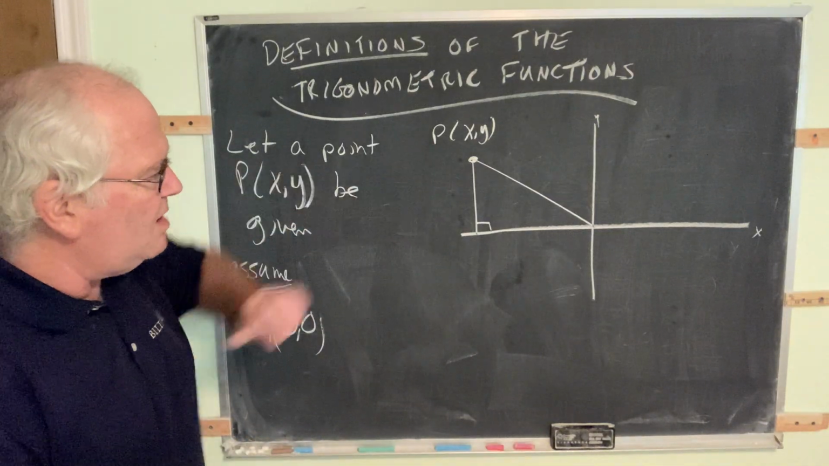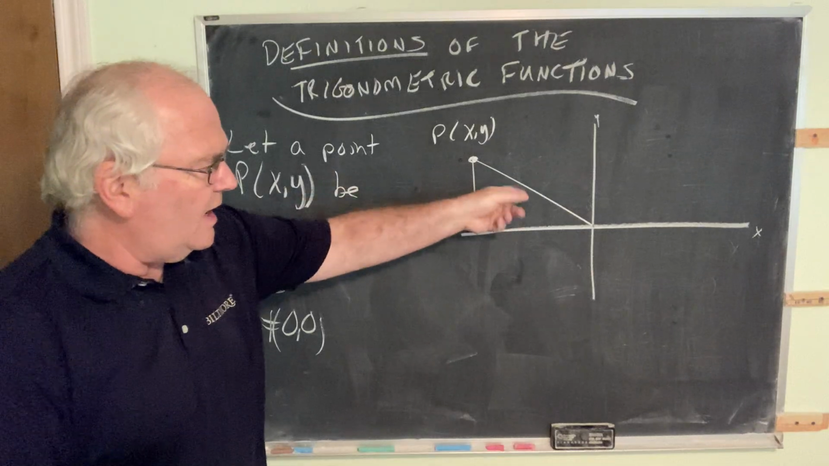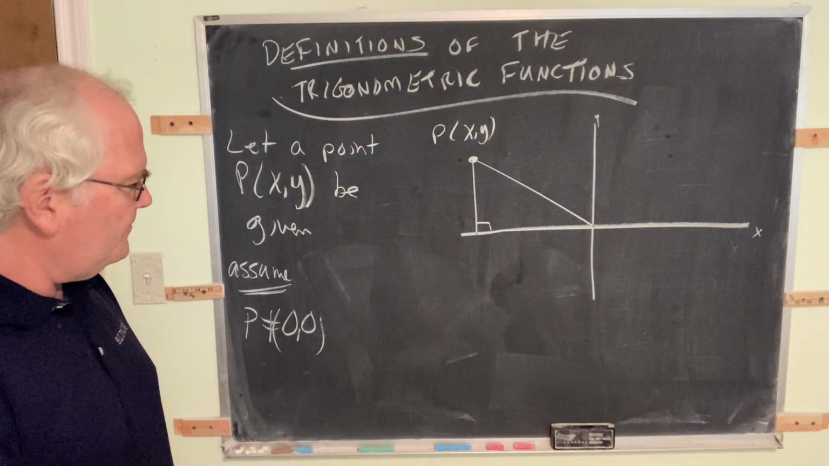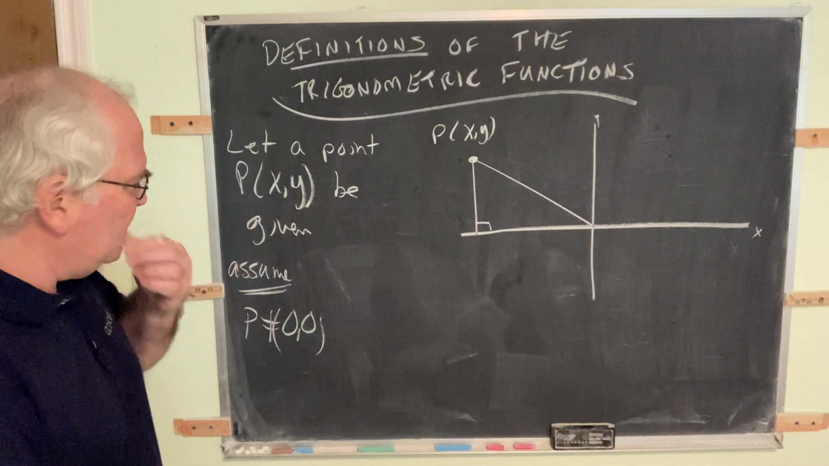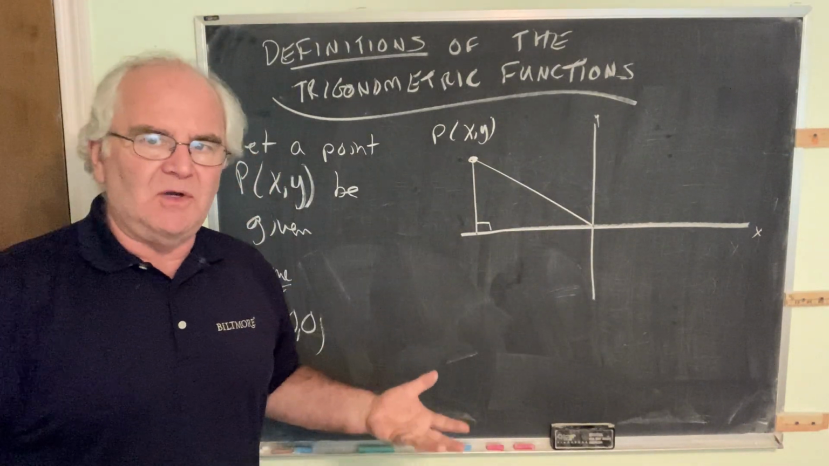For now, this is my point P. Drop a segment to the x-axis, and draw a segment to the origin. Now, the next piece is this. Because this is a perpendicular, we now have a right triangle.